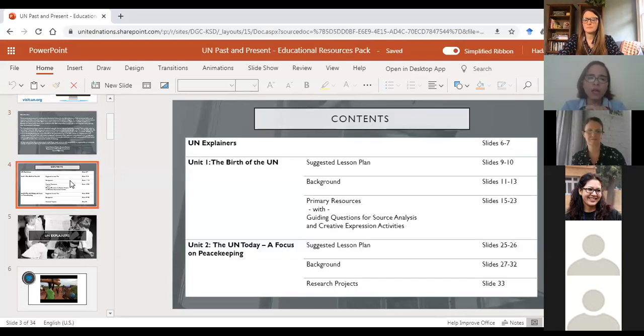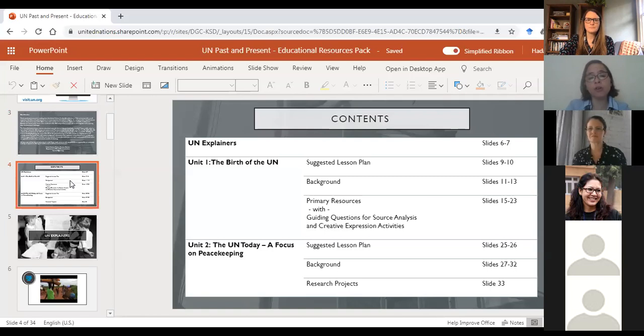So we have 2 units. One is the birth of the UN, so more of a historical look, because first of all, it's the 75th year anniversary of the UN. And we also know that in many countries around the world, the end of the Second World War is a subject that's being taught and is part of the curriculum. So we thought it could fit well. The birth of the UN could fit well within this arc of the world at the end of the Second World War and the move to the post-war world.